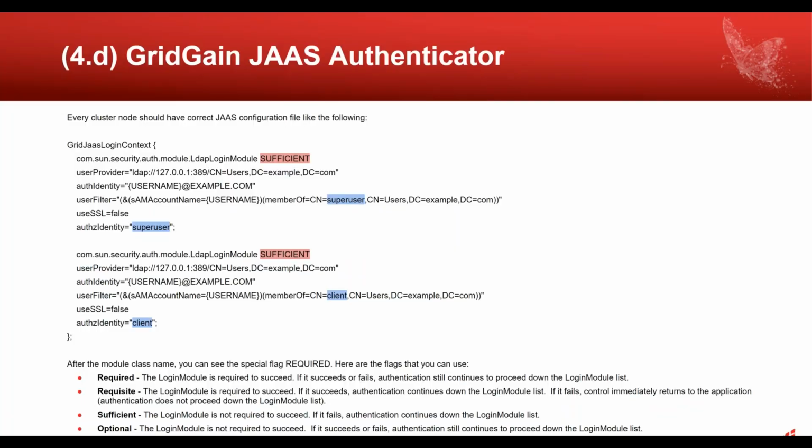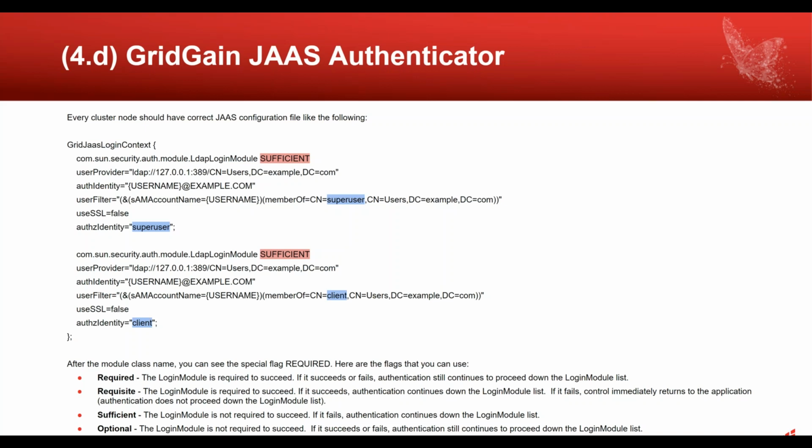The next one is the JAAS Authenticator. On the current slide, you can see the special JAAS login context. I will try to explain how it works. In my LDAP, I created two groups. One group is super user, and another group is client. Super user can do everything on my cluster, and client can work with cache. So it can read data from cache, write data to cache, and remove data from cache. But it can't create cache or destroy cache, and it can do anything except these three permissions.